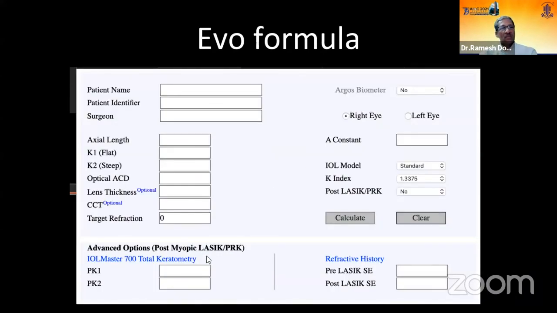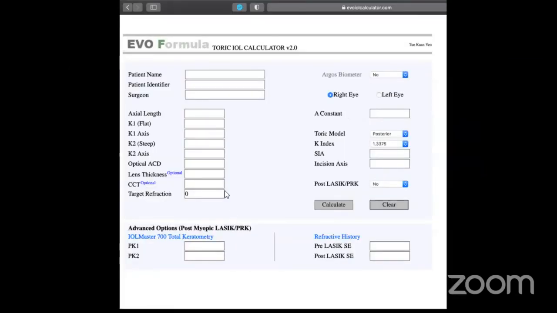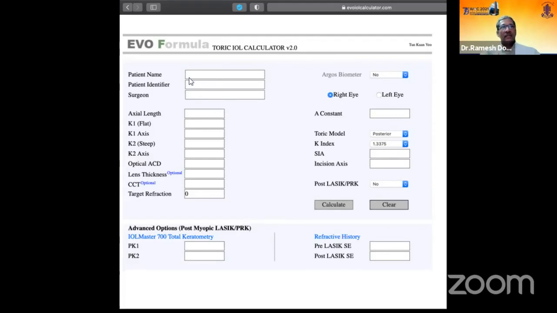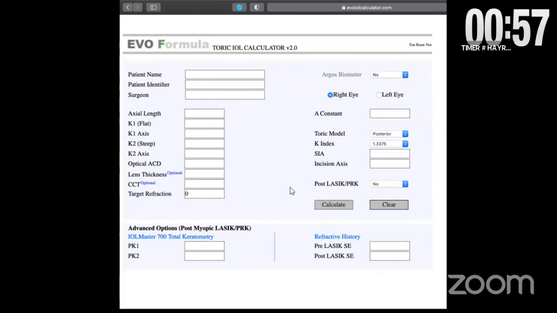The Kane formula also has an IOL Master 700 Total K entry. The version 2 will accept a Total K from non-IOL Master 700 sources also. The EVO formula also has a more advanced version, the EVO Toric formula, where you can do toric calculations.